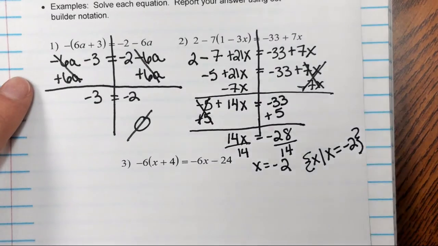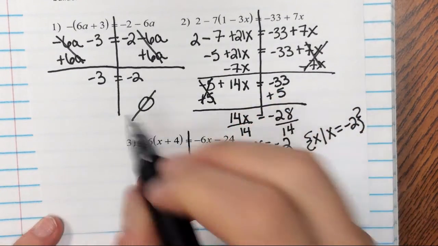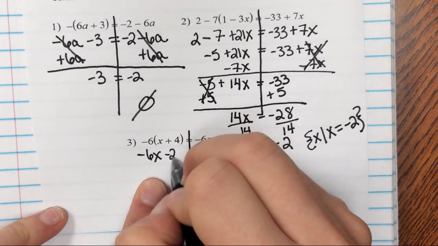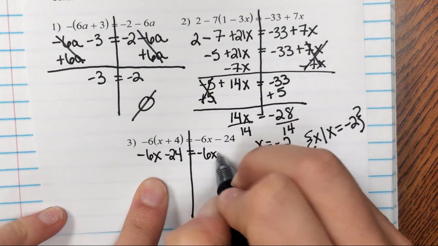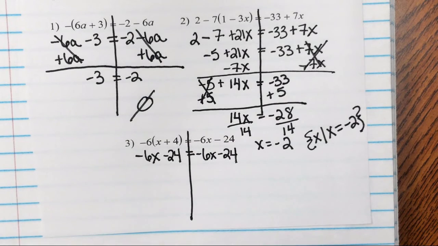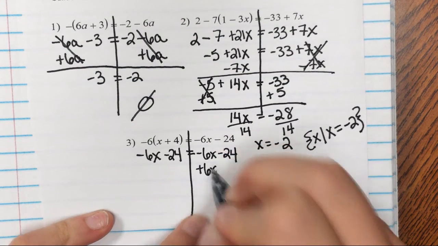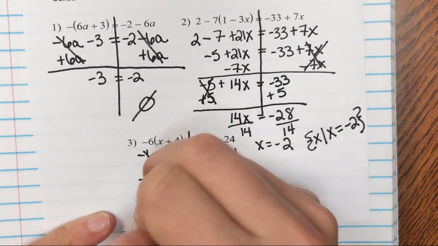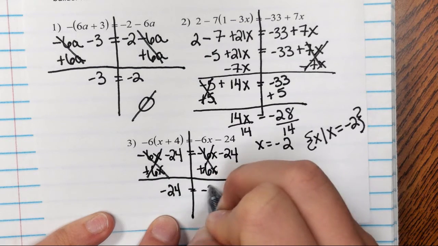All right, last example, example number 3. First thing I'm going to do is apply that distributive property. So negative 6 times x is negative 6x. Negative 6 times 4 is minus 24, or negative 24. On the right-hand side, I have negative 6x minus 24, no distributive property, no like terms, so copy it down. I move all my variables to the left, so I'm going to add 6x, addition property of equality, add the same thing to both sides. Those two cancel, and I end up with negative 24 is equal to negative 24.